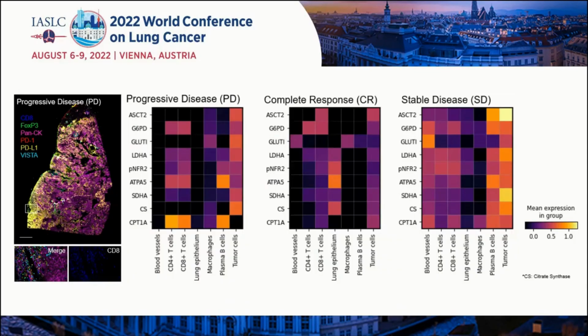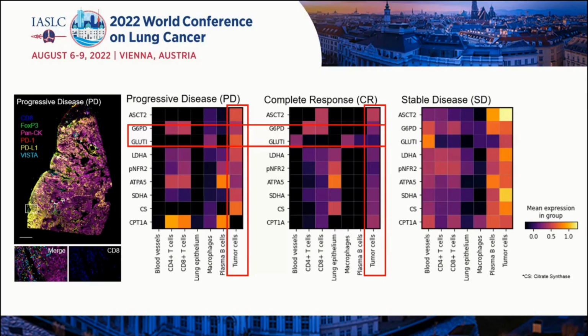And what we found was that in patients that had poorer response to immune checkpoint inhibitor therapies, there was specific increased expression for these enzymes that signal metabolic activity, specifically G6PD and GLUT1, specifically in the tumor of these patient samples. But when we looked at patients that had complete responses, so did really well to immune checkpoint inhibitor therapies, this metabolic signal was really dull.